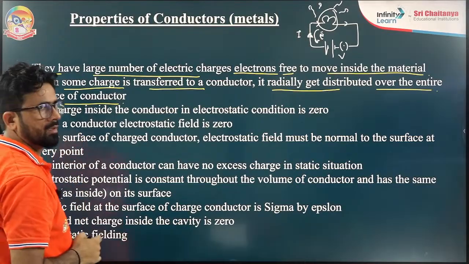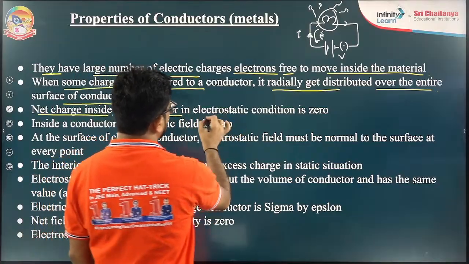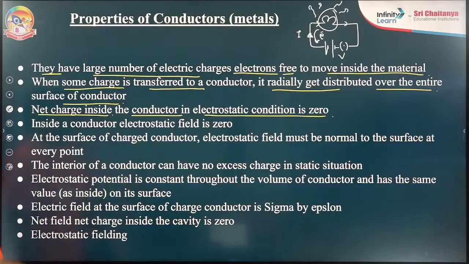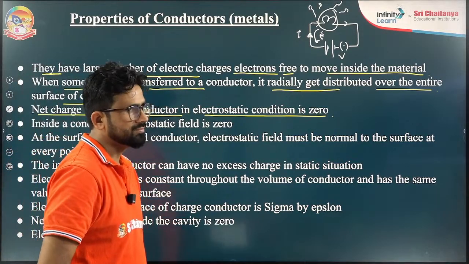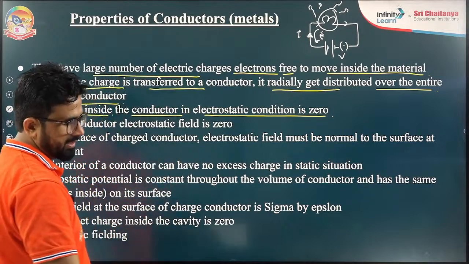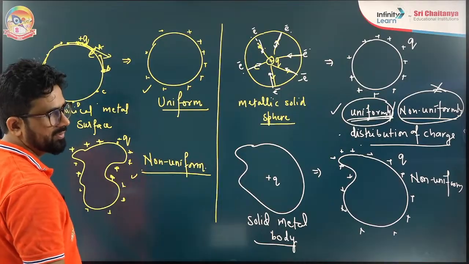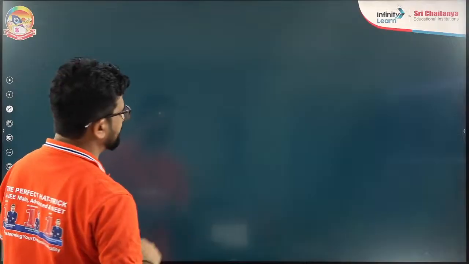Okay. Net charge inside the conductor in electrostatic condition is 0. Next property, just now I have explained, the net charge inside the conductor in electrostatic condition is 0. Now I explained just now, if you are putting it in this case, if you are putting charge inside also, then this is going to happen.